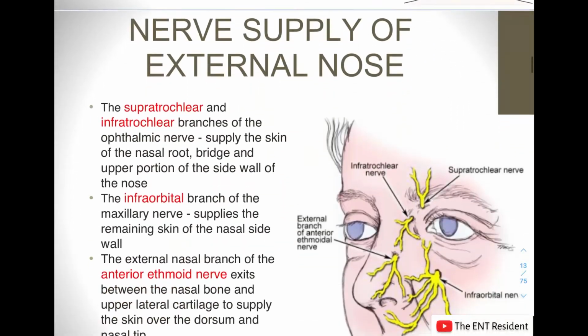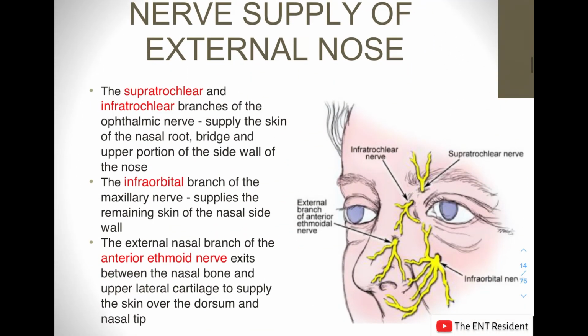Next, we move on to the nerve supply of the external nose. The nerves which are supplying, the first ones are the supratrochlear and the infratrochlear branches. This is the supratrochlear nerve and this is the infratrochlear nerve. These are both branches of the ophthalmic nerve. And what are they supplying? They are supplying the skin of the nasal root, the bridge and upper part of the side wall. So this is the region which is supplied by them.